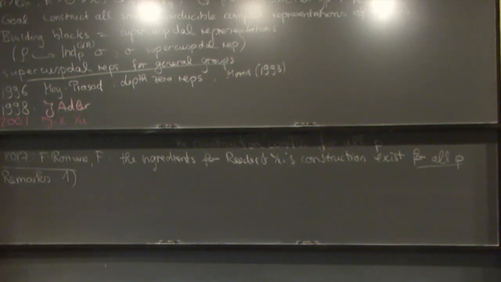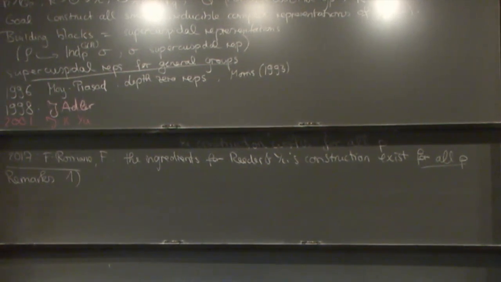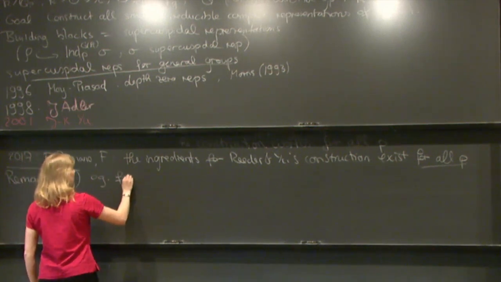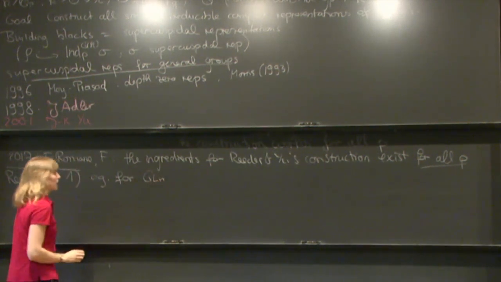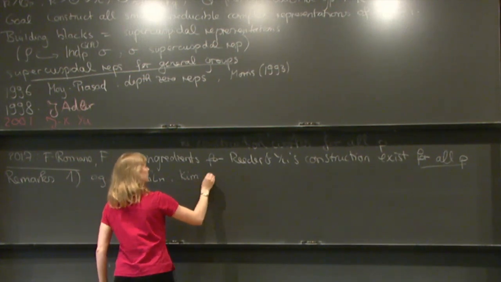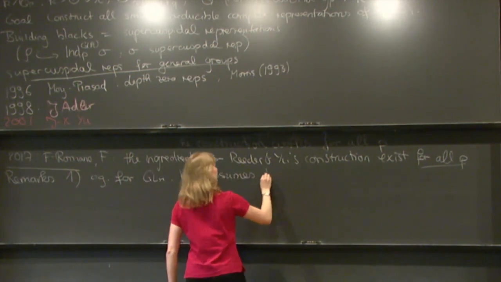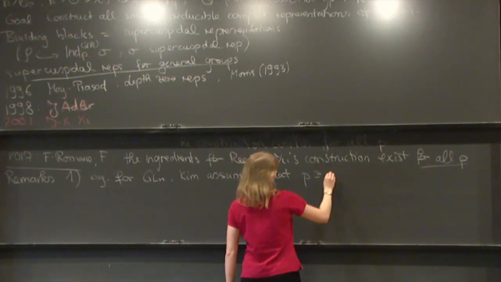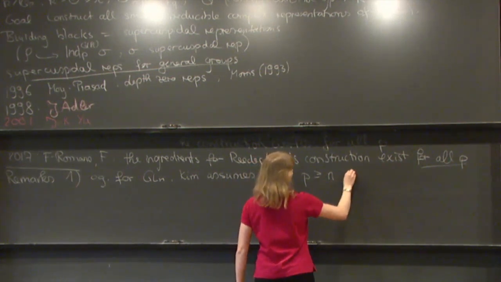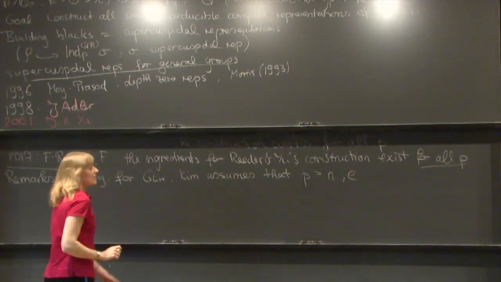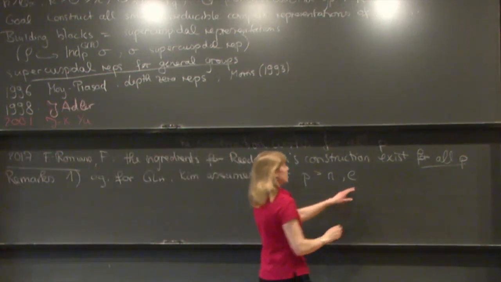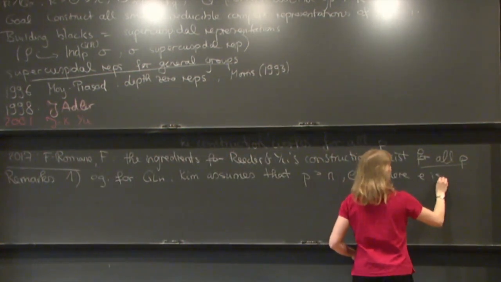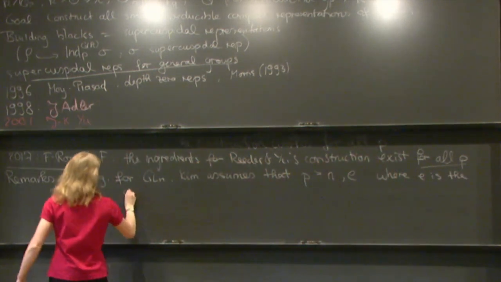What Julie Kim does is she writes a bunch of conditions and says, okay, assume this, that, and so on. And it's really difficult to figure out what primes she excludes. But just to give you an example, for GL_n, Julie Kim assumes that p should be at least n, should be large, at least larger than n, and at least larger than e. What is e? Where e is the absolute ramification index of K.